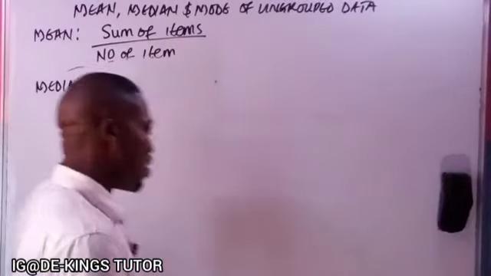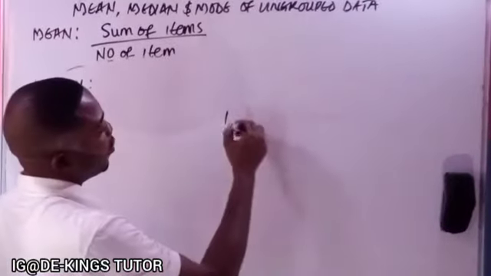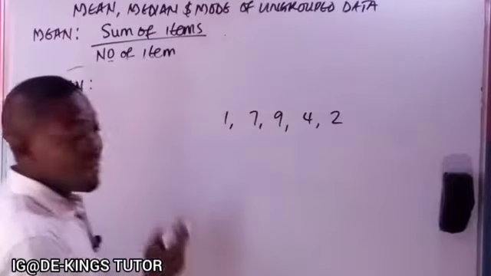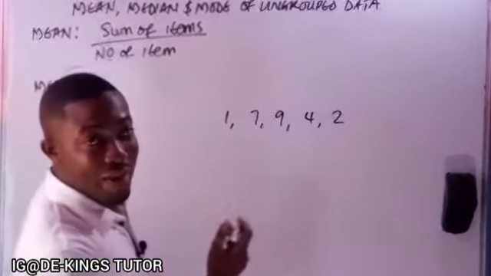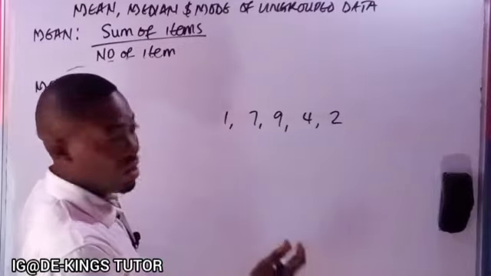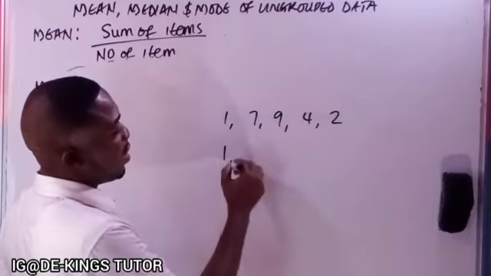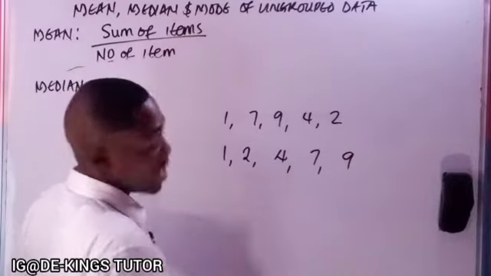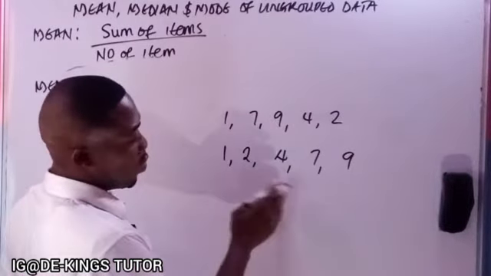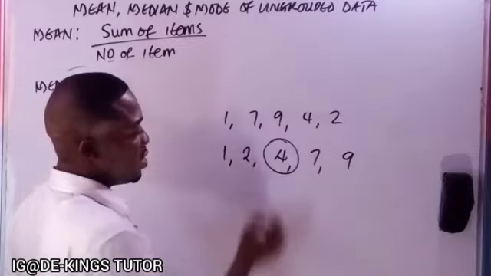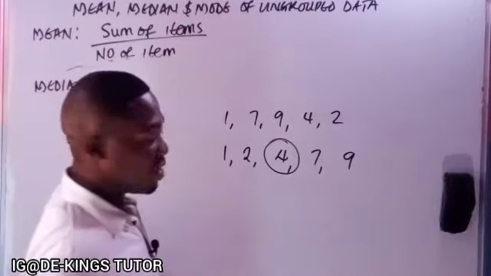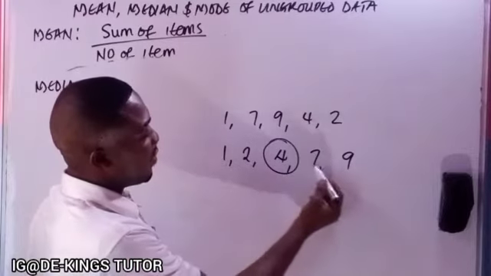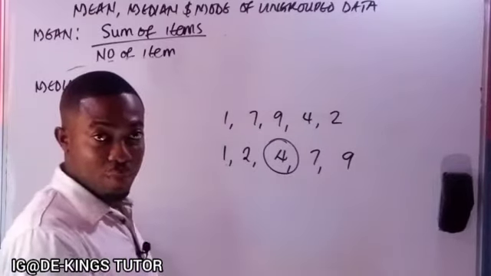Now let me show you what I mean. For instance, if we have 1, 7, 9, 4, 2 and they say find the median, very simple. Arrange in ascending or descending order. So if we rearrange this, we'll have 1, 2, 4, 7, 9. Right? So what is the middle value here? It is 4, the median. Now, this is possible because we have 1, 2, 3, 4, 5, which is an odd number of items.